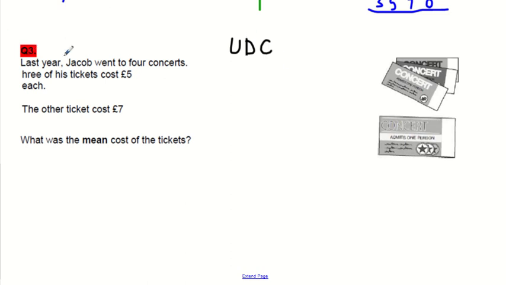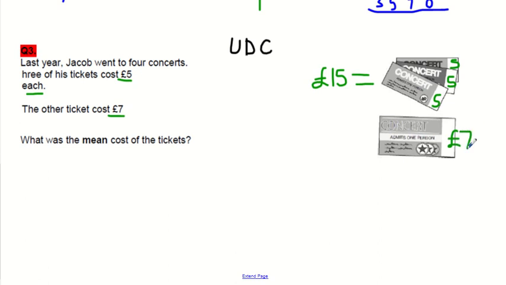Okay, so last year, Jacob went to 4 concerts. 3 of his tickets cost £5 each. Okay, so we've got 3 tickets over here. This one cost 5, this one cost 5, and this one cost 5. So 3 tickets altogether will have cost him £5, £10, £15. So I can work that out straight away. The other ticket cost £7. So this one under here was £7.